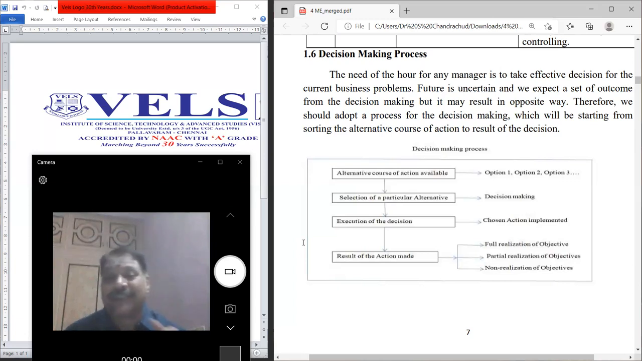You can expect a section A question. Sometimes they may ask to explain in detail in section B also.